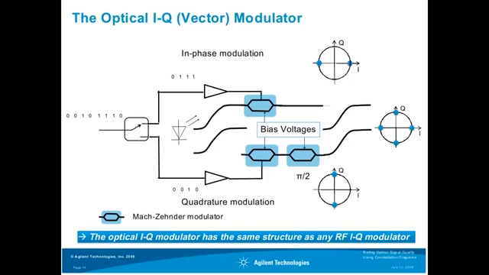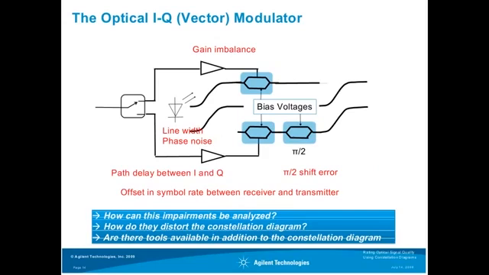Then we have again in the in-phase path our constellation diagram that we all know, and in the quadrature part we have the 90-degree rotated constellation. And at the output of the transmitter, again, we have the sum of these 2 constellation diagrams representing 4 points in the constellation diagram. So the optical IQ modulator has the same structure as any RF IQ modulator, and this is very natural because this represents the basic mathematics behind this modulation.